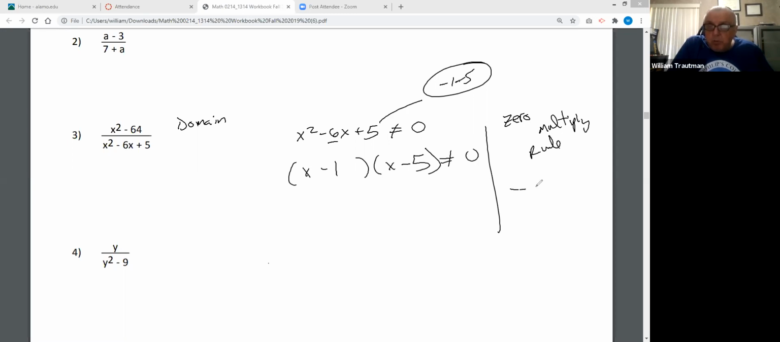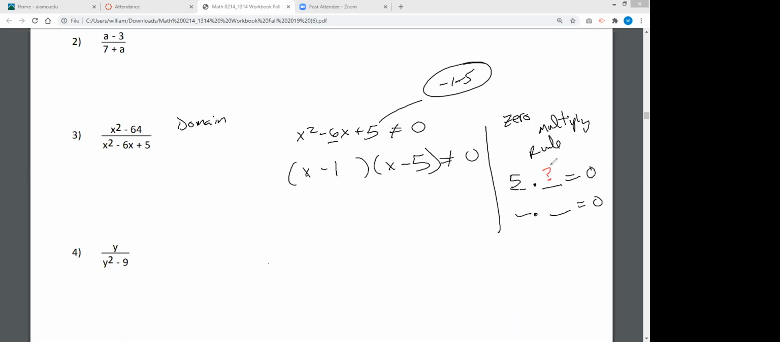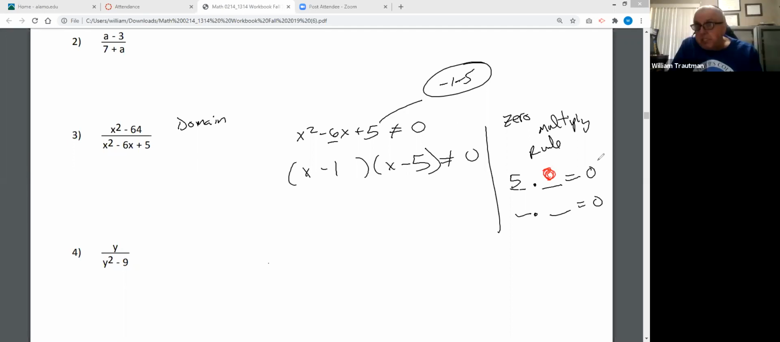If I multiply two things together and the answer is 0, let's say I put a 5 here. What number has to be in that other blank? What has to be here? 0. 5 times 0 is 0.